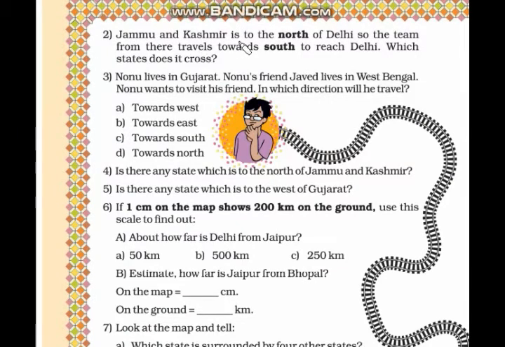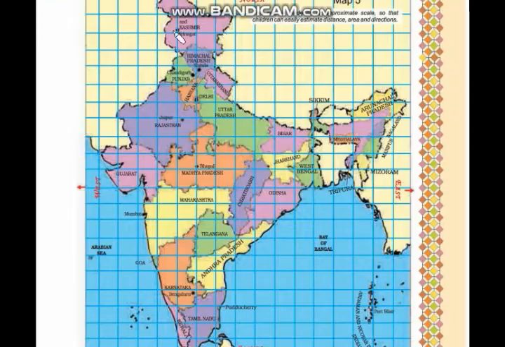Jammu and Kashmir is to the north of Delhi. So the team from there travels towards south to reach Delhi. Which states does it cross? So let us see in the map. Children, here is Jammu and Kashmir and they want to go to Delhi. So Delhi is here.